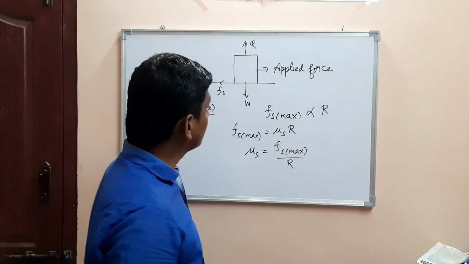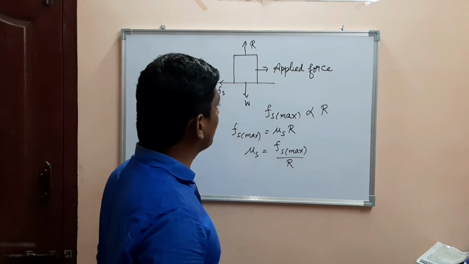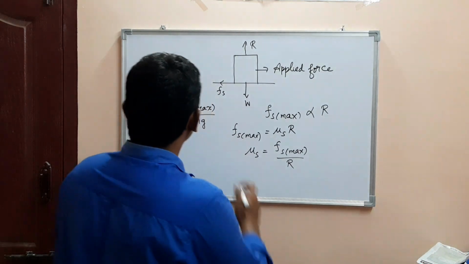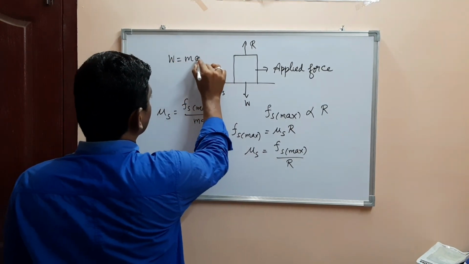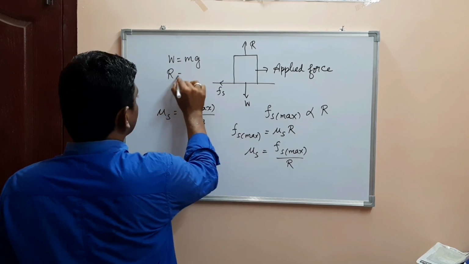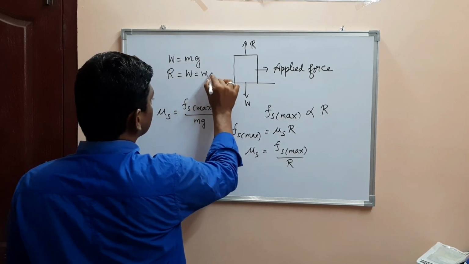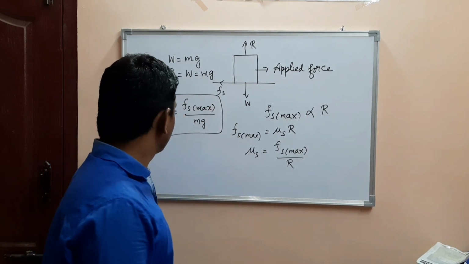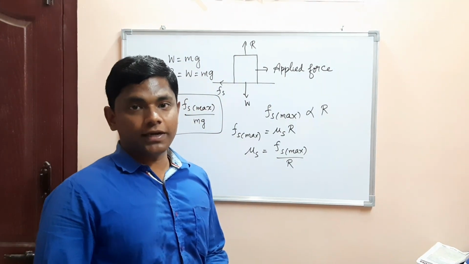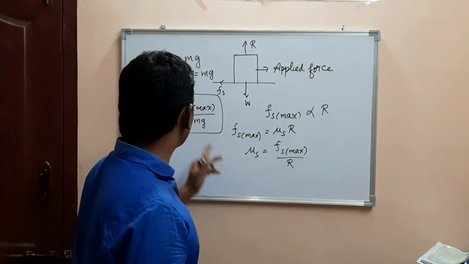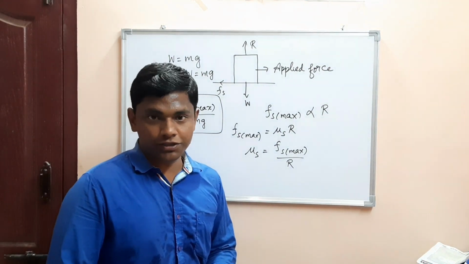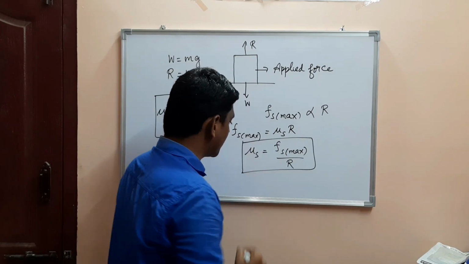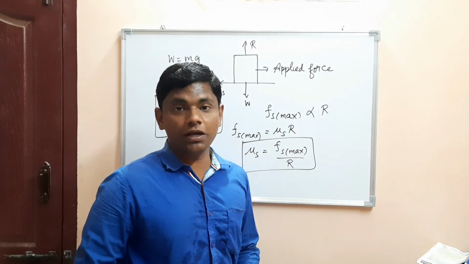What is mg? As we know very well, the normal reaction force is just a reaction to the weight of the block, or the weight of the body acting in the downward direction. The weight of the body is given by W equal to mg. So since reaction force is equal to the weight of the body, that is equal to mg, I have derived the formula for the coefficient of static friction, which is the ratio of the limiting value of static friction to the weight of the body, or the ratio of the limiting value of static friction to the normal reaction force acting on the body.